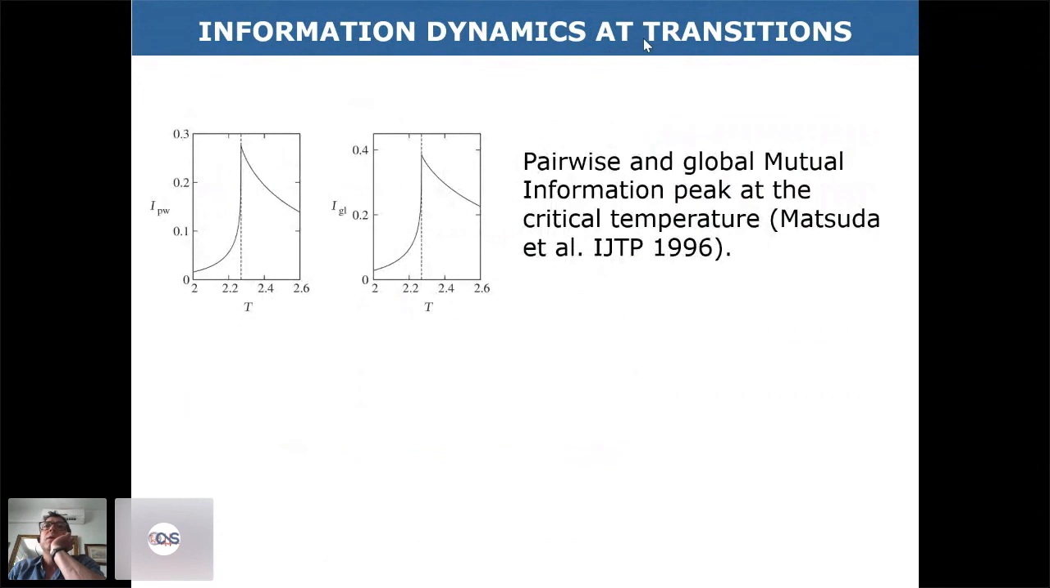So let's go to information dynamics at a transition. There is an early study by Matsuda et al. in 1996 showing that the mutual information, both pairwise and global, peaks at the critical temperature in an Ising system. So we stop here and then we see what happens with the transfer entropy. But let's say that in this case, we have an information-based quantity and a transition in a dynamical system. In this case, the peak happens at the same time.